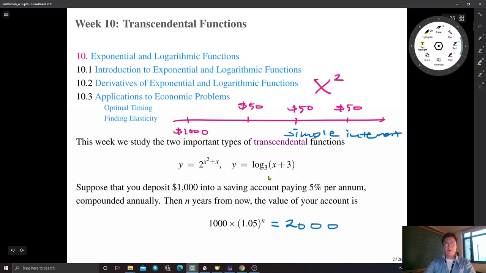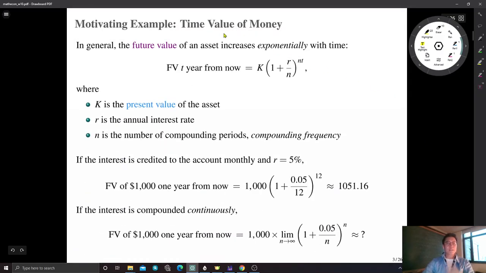Alright, so the logarithm is defined as the inverse of this exponential function. So it turns out that these two functions have a very close relationship. Alright, so in general, the future value of an asset increases exponentially with time.